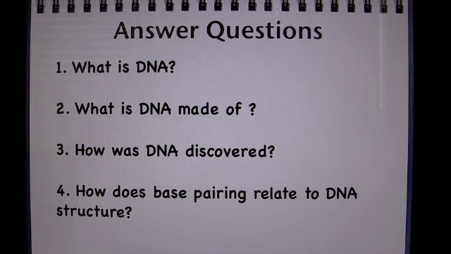How was DNA discovered? Well, the most credit goes to Watson and Crick for creating the model, Griffith determining that it was genetic material. How does base pairing relate to DNA structure? Well, the complements of each other have to be paired together by hydrogen bonds in order for them to connect. So next, we'll move on from structure of DNA to how DNA replicates or copies itself.